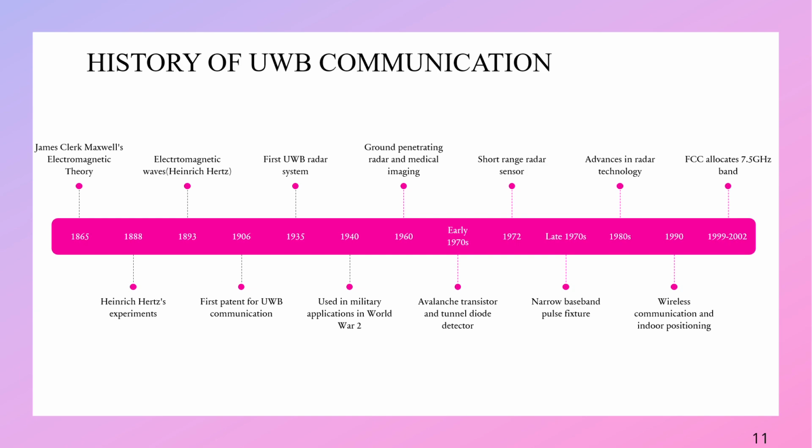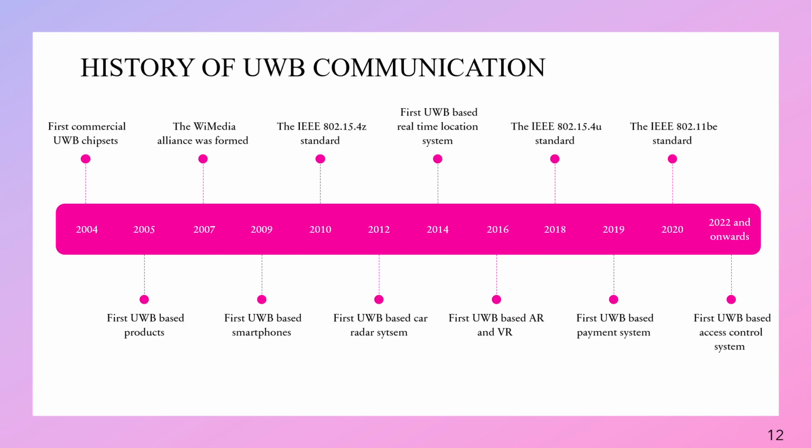From 1999 to 2002, the Federal Communications Commission, that is the FCC of the US, allocated a 7.5 GHz band for UWB communication. In 2004, the first commercial UWB chipsets were released. 2005, the first UWB-based products were released. In 2007, the WiMedia Alliance was formed to promote the adoption of UWB technology. In 2009, the first UWB-based smartphones were released.